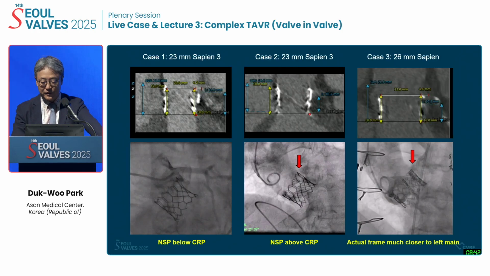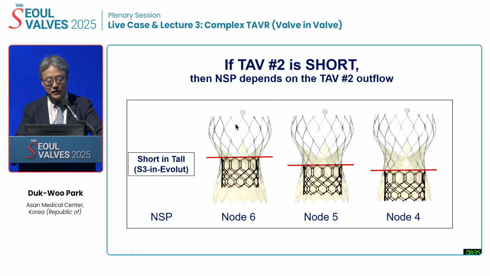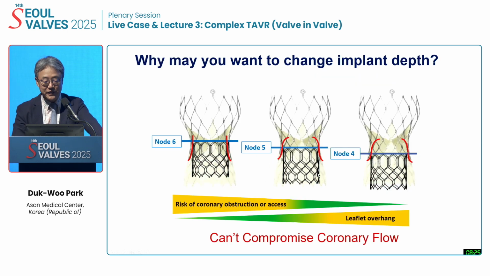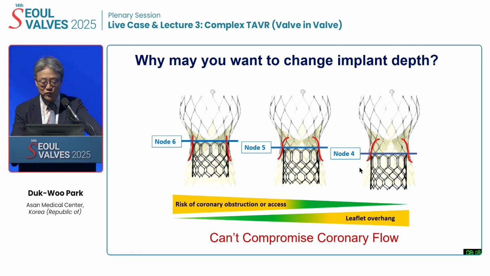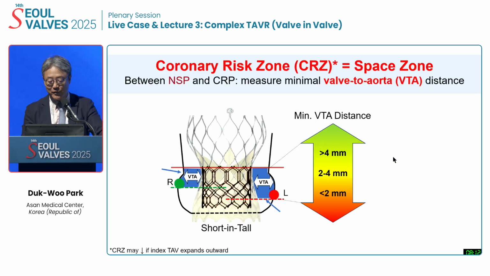Also, in the valve-in-valve procedure, the first valve is the surgical valve and the second valve is the TAVR valve. We match some nodes, and depending on the neo-scutal plane, the plane is decided. Also, according to the depth, we consider the risk of coronary obstruction, and if we put it too deep or too different, leaflet overhanging could matter hemodynamically.